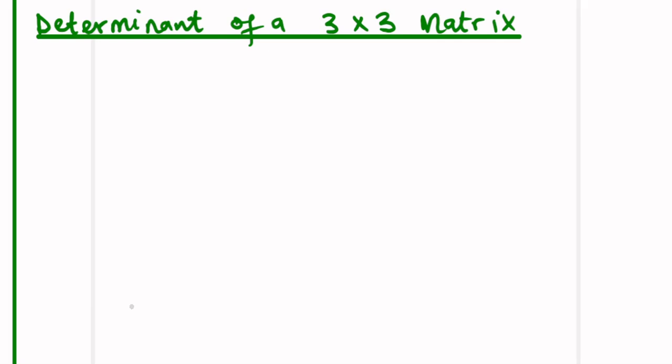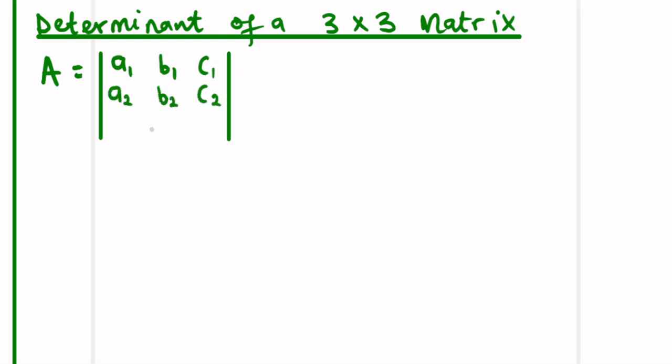Now let's move to the determinant of the 3 by 3 matrices. So here we'll have the determinant of a 3 by 3 matrix. A 3 by 3 matrix is a matrix that has 3 columns and 3 rows. Let's say, for instance, matrix A has the following elements: A1, B1, C1, and then A2, B2, C2, and A3, B3, and C3.